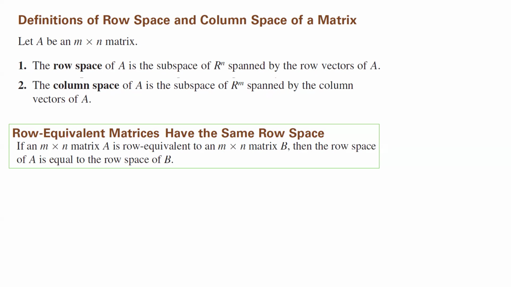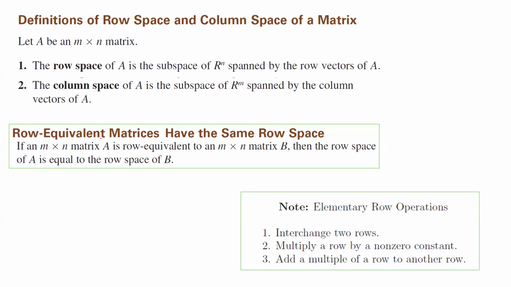So all you need to do is take a matrix, apply elementary row operations, write the row equivalent matrix to that original matrix, find all non-zero rows or non-zero columns, and then work with that subspace. And remember the elementary row operations: interchanging two rows, multiplying a row by a non-zero constant, and finally, adding a multiple of a row to another row.